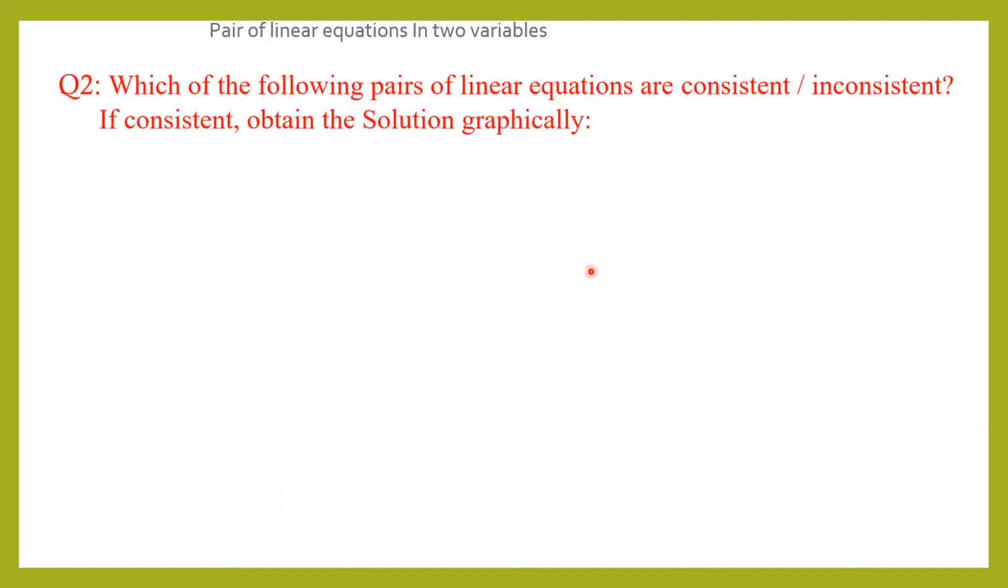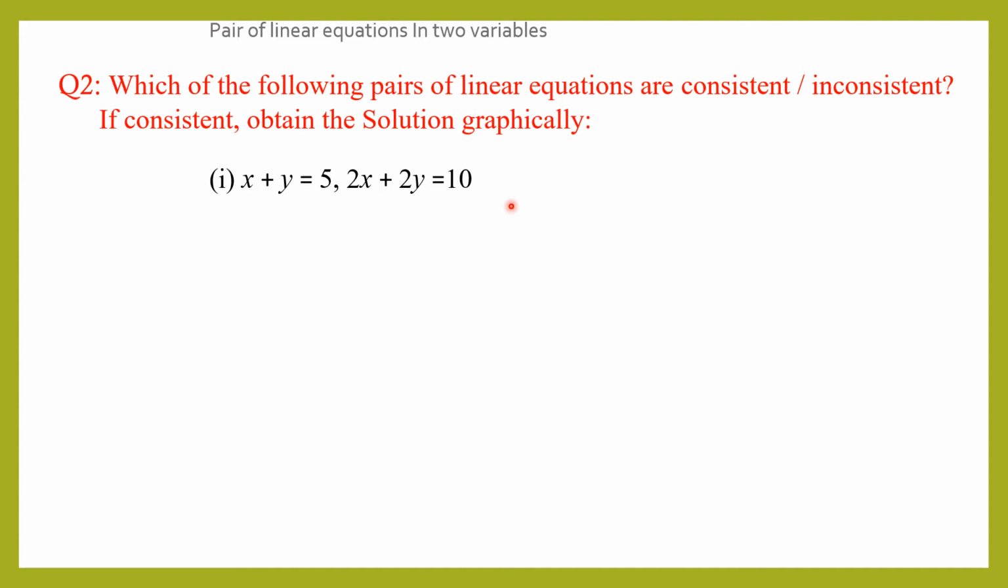Which of the following pairs of linear equations are consistent or inconsistent? If consistent, obtain the solution graphically. Okay, question number 1. The given equations are x plus y equals 5 and 2x plus y equals 10. These two are the given equations. So how to find consistent or inconsistent without a graph?